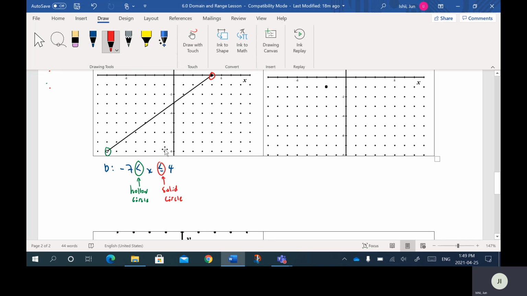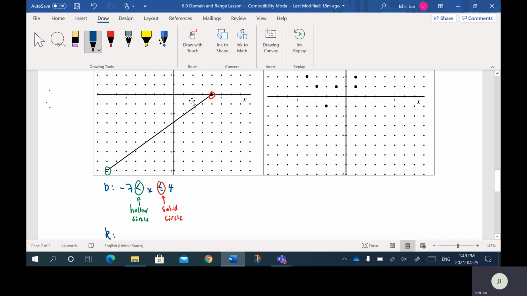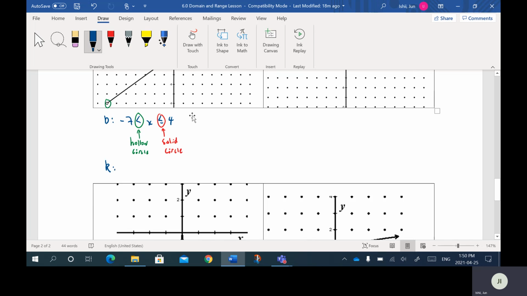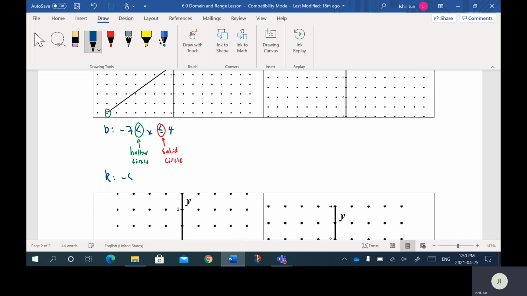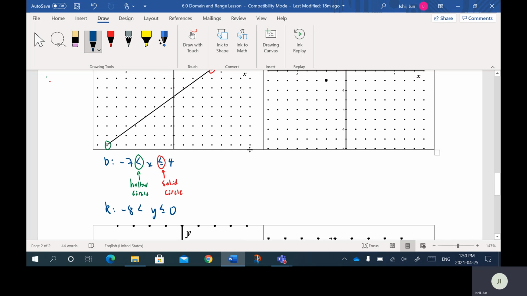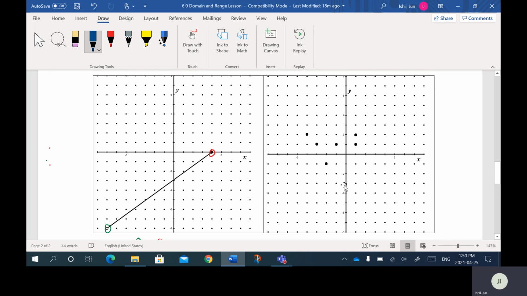All right, so likewise, let's find the range here. If I ran a scanner up and down, it starts here at -8 and goes to 0. So it ends here at 0. So the range here is -8 less than y, less than or equal to 0. Okay. Cool. All right, next one here.